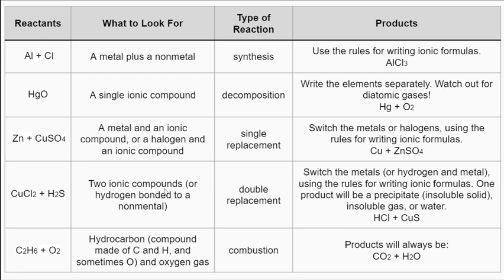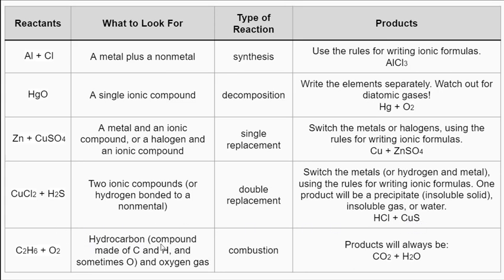If you have two ionic compounds or hydrogen bonded to a nonmetal, then you're going to do a double replacement reaction. You'll need to switch the metals, or the hydrogen and the metal, using the rules for writing ionic formulas. One of the products is going to be a precipitate, which is just a solid that comes out from a solution that is not soluble, meaning you can't dissolve it. It's going to be an insoluble gas or water. So here, if we switch copper and hydrogen, we end up with HCl and copper sulfide.